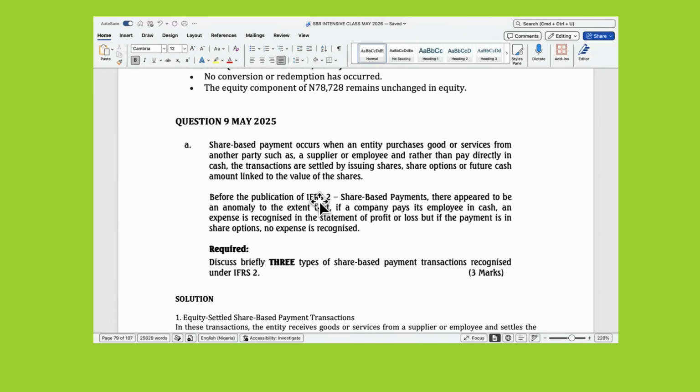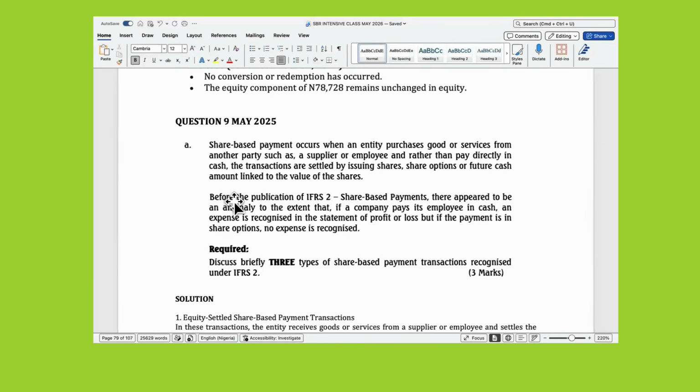And typically, besides the example I've given you, share-based payment transaction is common for transactions between employer and employee, where the employer will promise to give its employees shares in future, which they call share options, that if they're able to achieve a certain level of performance, they will give them shares.